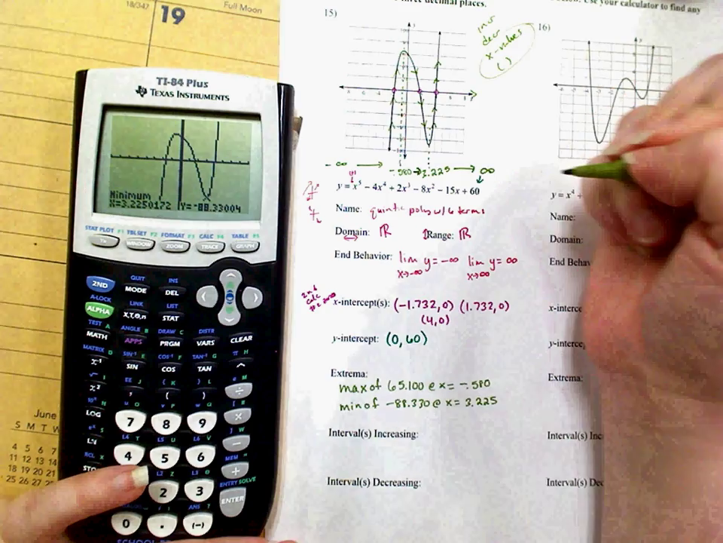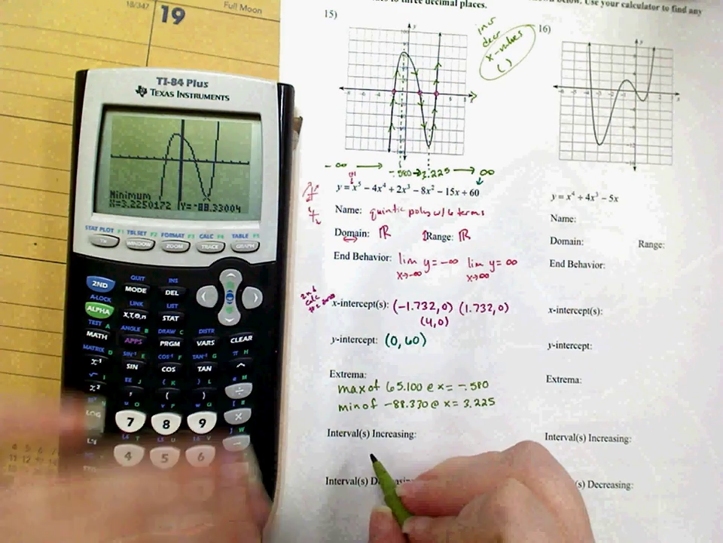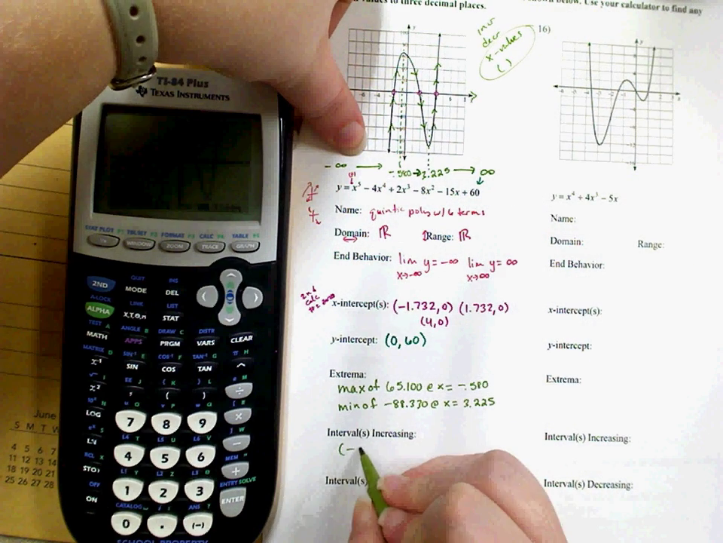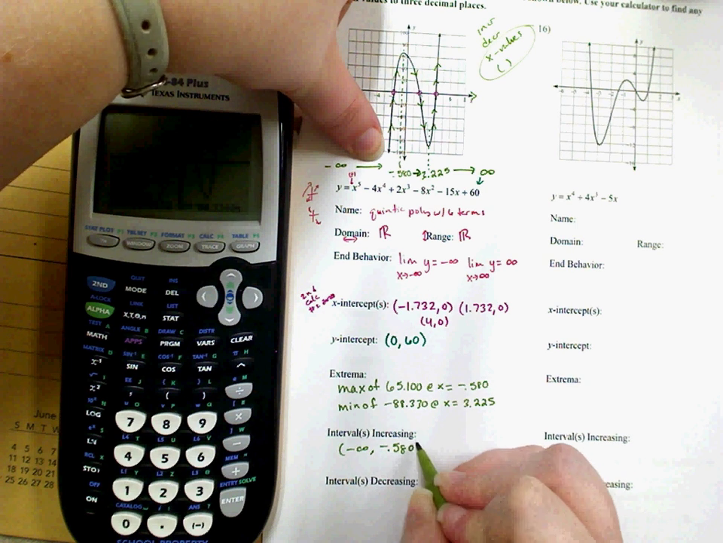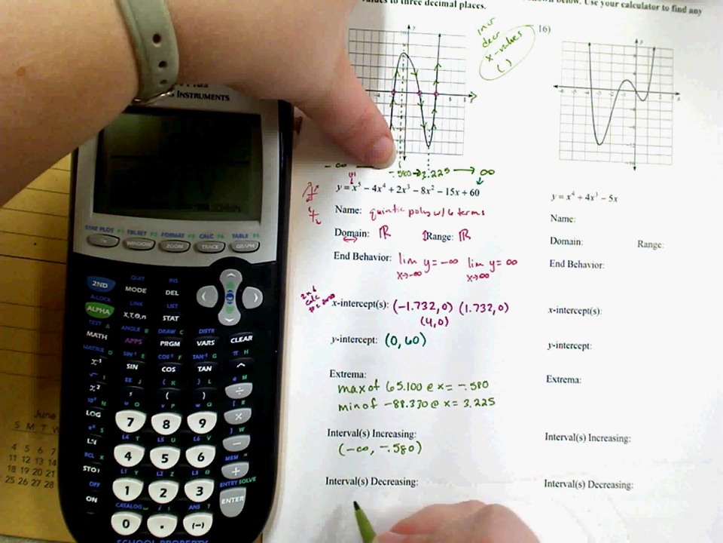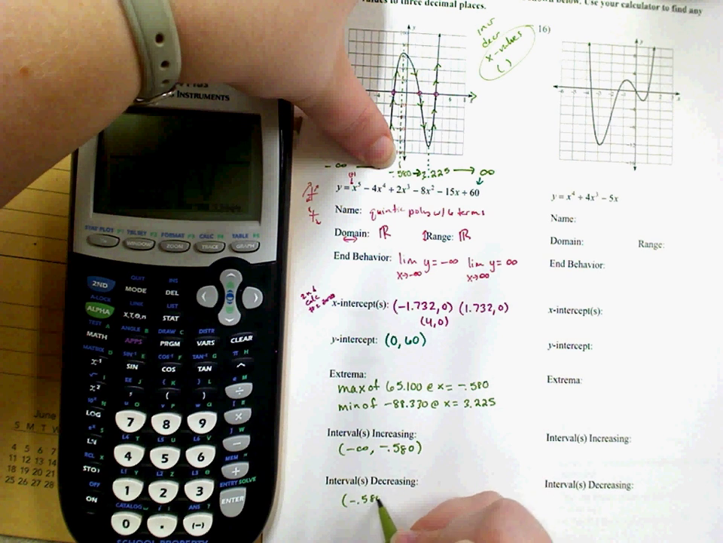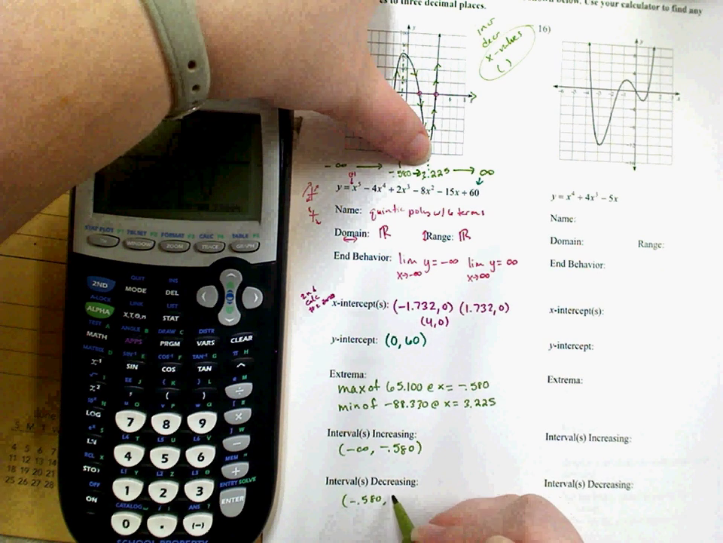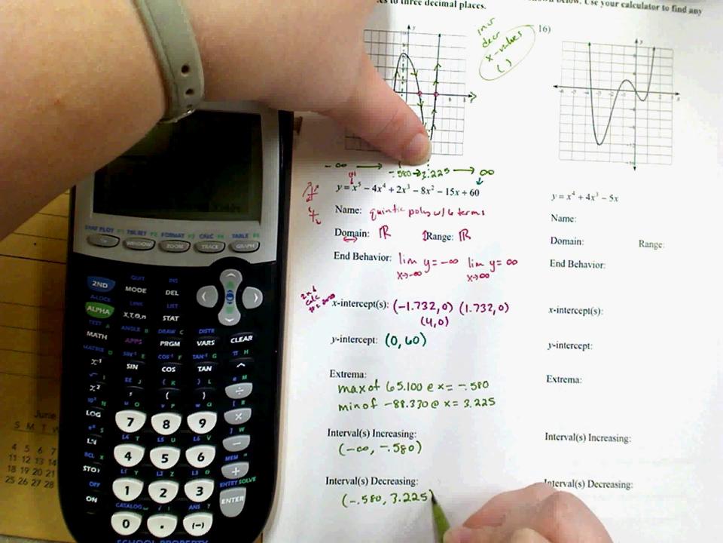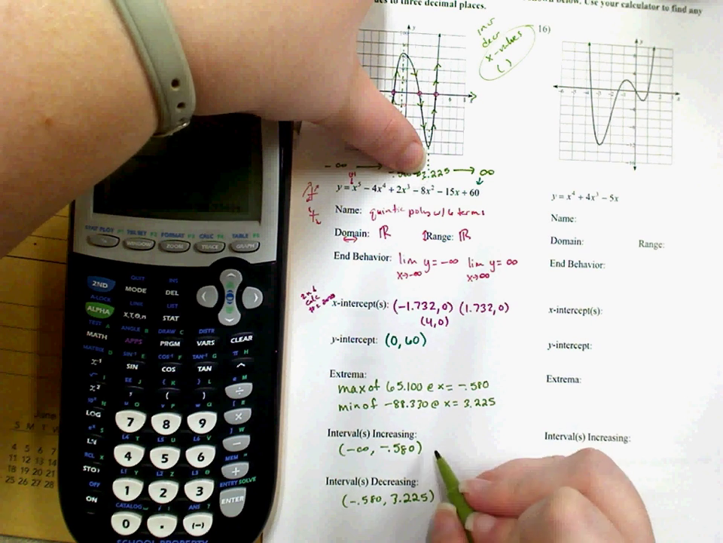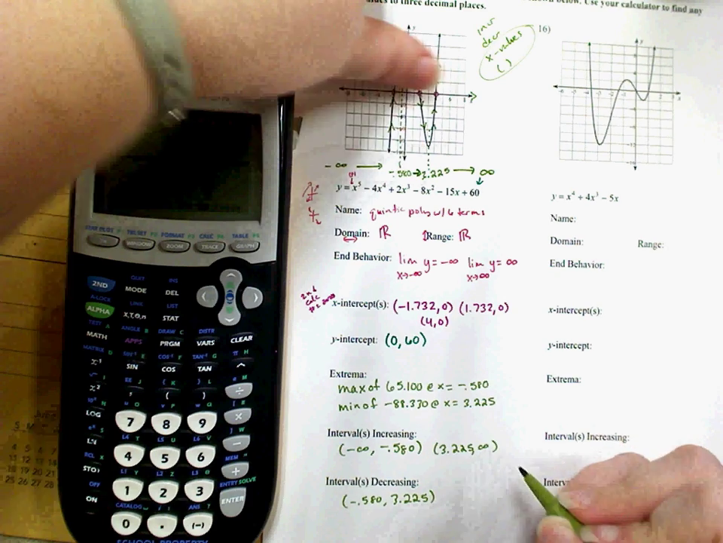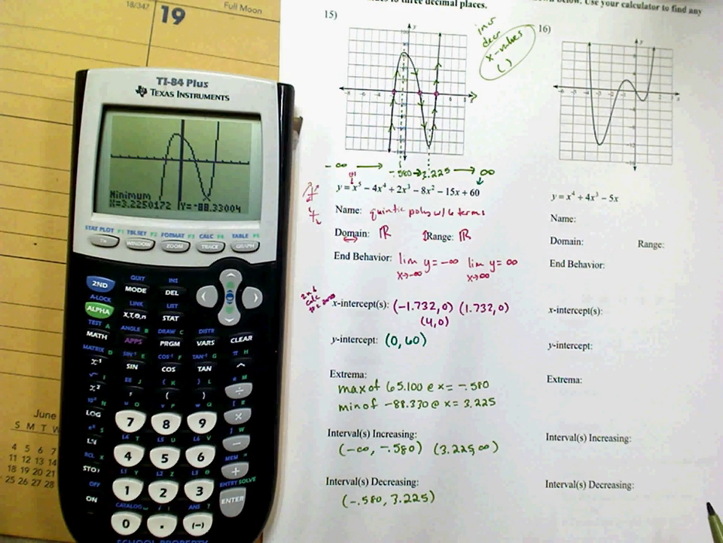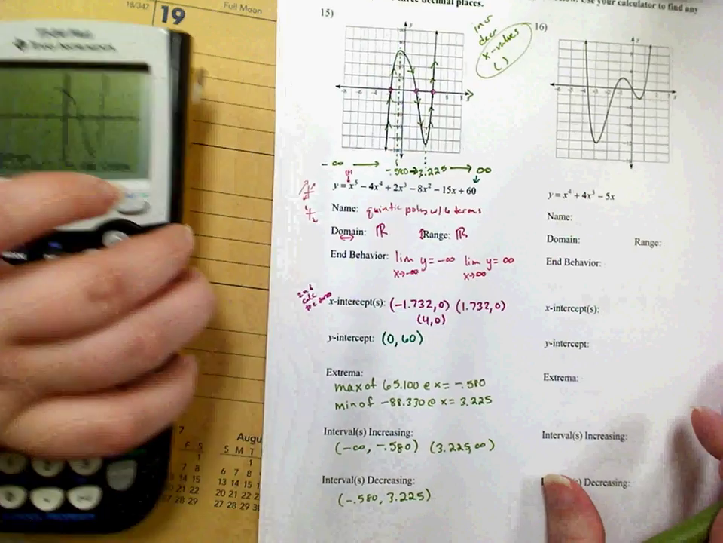So I am increasing from negative infinity until negative 0.580, and then I am decreasing from negative 0.580 to 3.225, and then I pick back up at 3.225, and I go to infinity, and I'm increasing. Okay? So there's that one. So let's do one more.